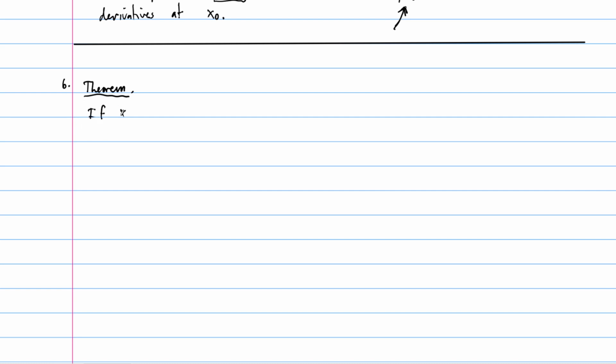It says if x naught is an ordinary point of the differential equation star, which I'll rewrite because we have a theorem here. So this is P of x times y double prime plus Q of x y prime plus R of x y equals 0.